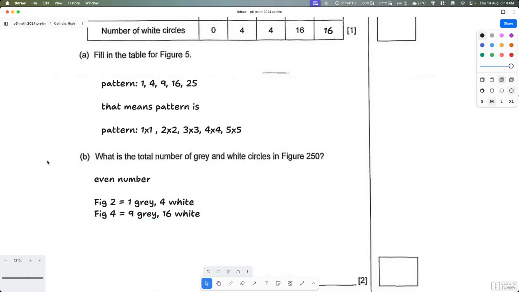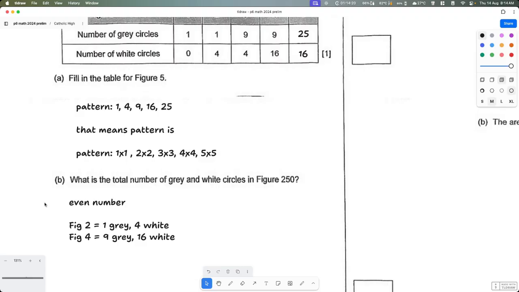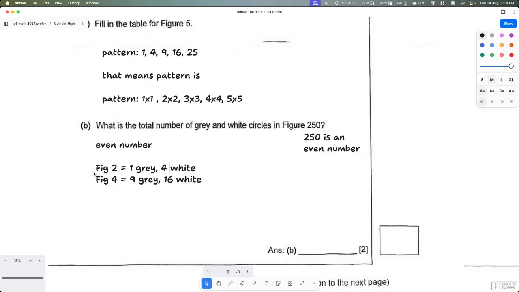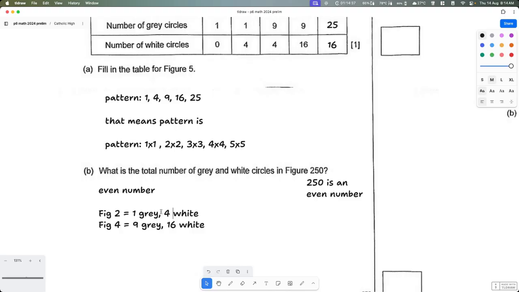So for this case, we want to look at the even number. Okay, so 250 is an even number. 50 is an even number, right? So we will just focus on even numbers because that's how usually this kind of pattern will look like. So figure 2, you see 1 gray, 4 white. Figure 4, 9 gray, 16 white.